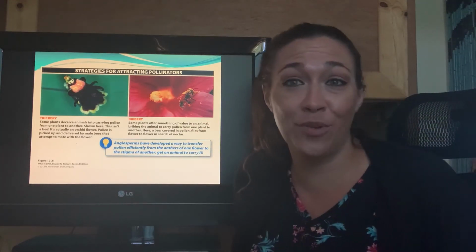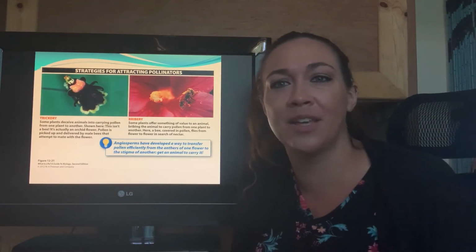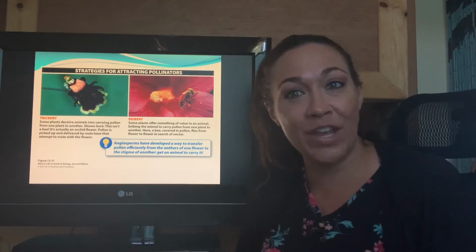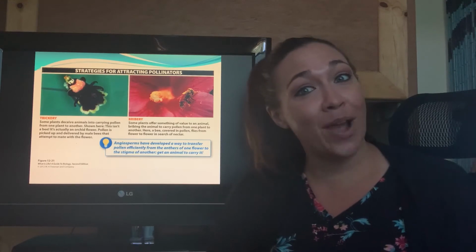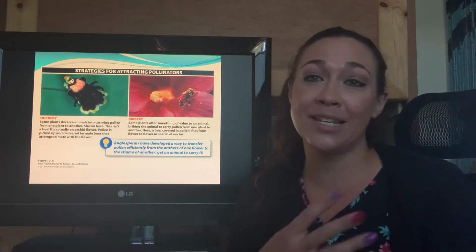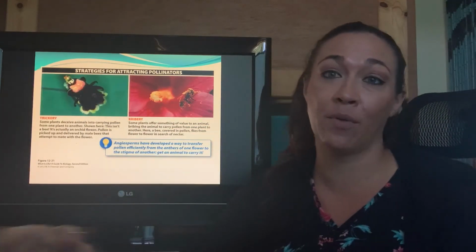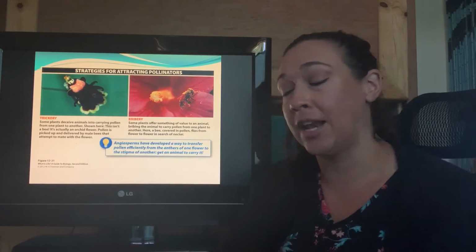So again, nectar, a food source, is going to be great to have these bees come over and feed on your flower. When they're feeding on you, it doesn't hurt you, and you actually get to sexually reproduce because that bee is now covered in the pollen. It's going to fly to the next flower and hopefully be able to fertilize that ovary.